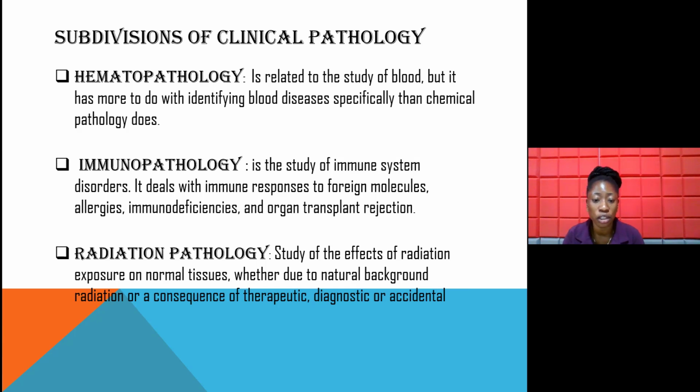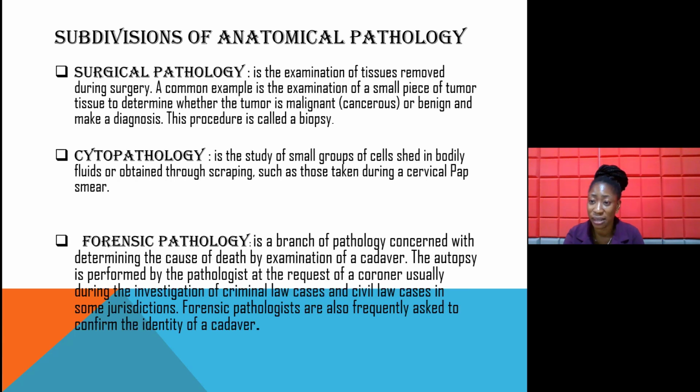Then when we talk about radiation pathology, that one is the study of effects of radiation exposure on normal tissues, whether due to natural background radiation, or a consequence of therapeutic, diagnostic, or accidental exposure. Now, subdivisions of anatomical pathology.